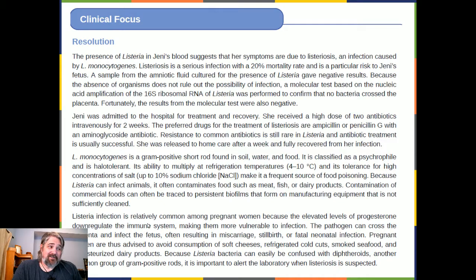Listeria infection is relatively common among pregnant women because elevated levels of progesterone downregulate the immune system, making them more vulnerable to infection. The pathogen can cross the placenta and infect the fetus, often resulting in miscarriage, stillbirth, or fatal neonatal infection.